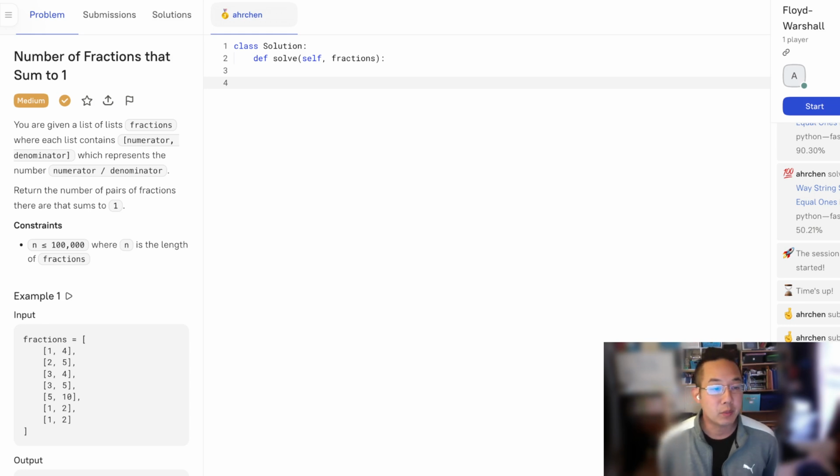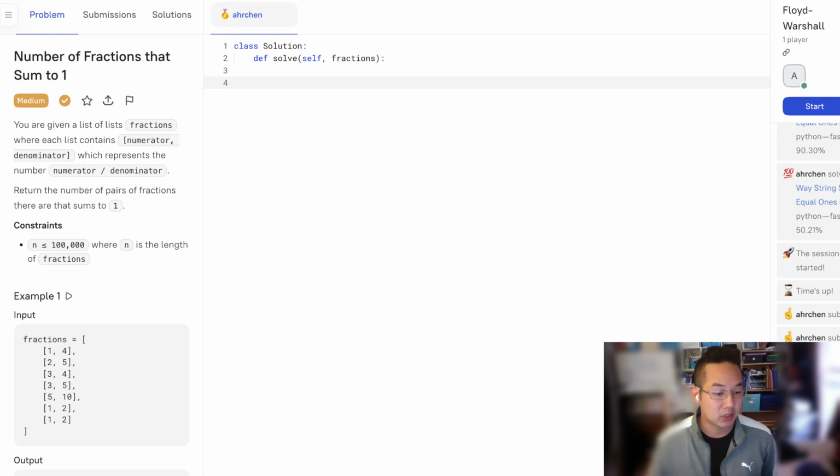Hello there. Today we'll be doing number of fractions that sum to 1. In this particular problem, we are given a list of fractions where each entry contains a numerator and a denominator, which represents the numerator divided by the denominator. Return the number of pairs of fractions that sum to 1.